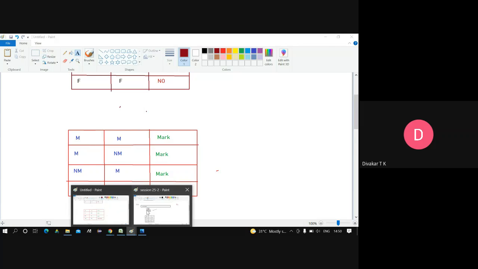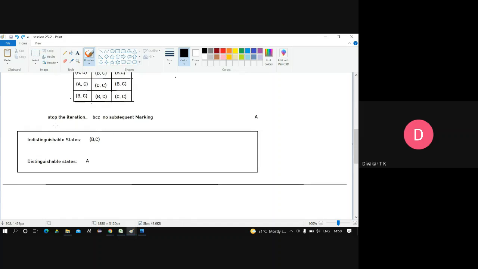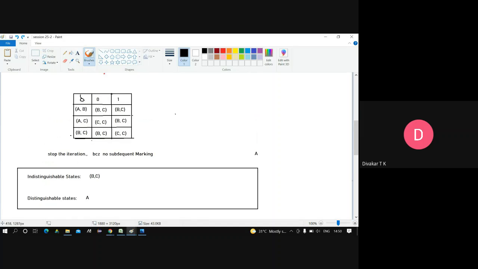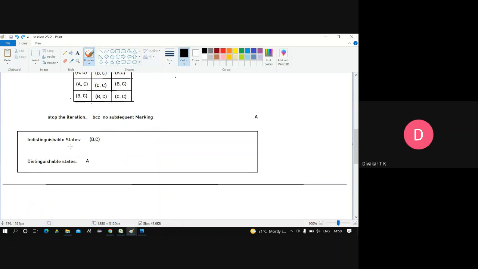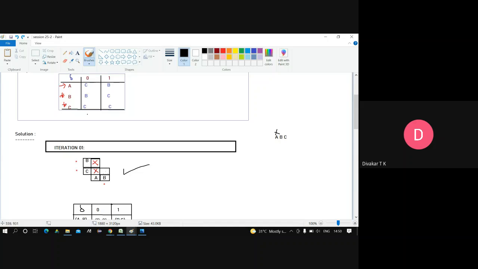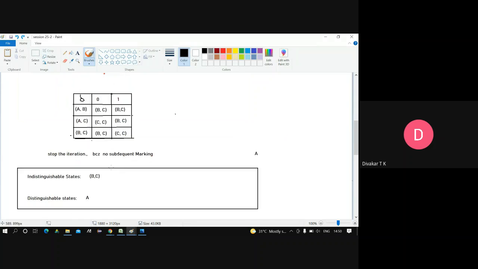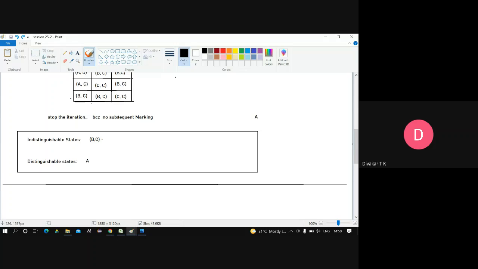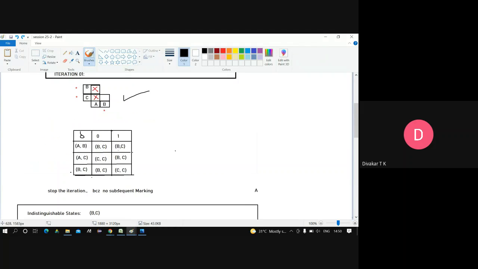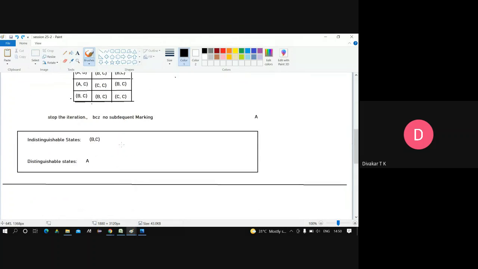After marking, since there is no more subsequent marking, we stop the iteration. After stopping, we get indistinguishable states and distinguishable states. How to find them? If there is an empty cell here, that will be the indistinguishable states. After leaving all those states, the remaining state is what we return. So partially we have done this problem. We'll continue the problem on the next day.